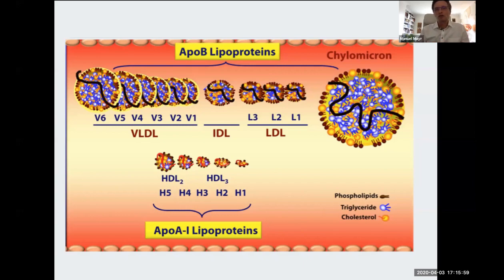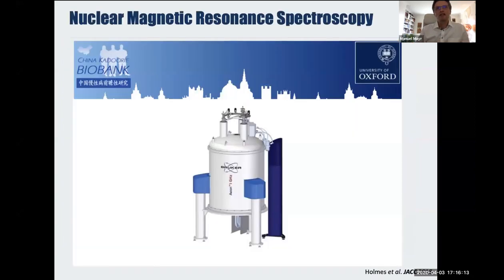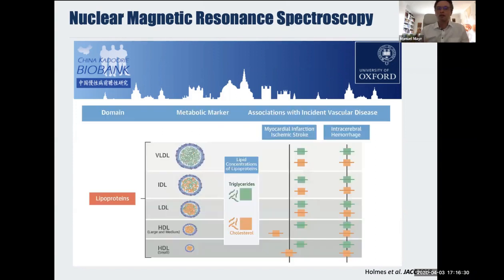So unlike in a proteomic and a lipidomic approach, where we look at the protein content or the lipid content, there's another approach called nuclear magnetic resonance spectroscopy, where you can look at the size of the different lipoprotein particles. And here I would like to share with you some data that were published by a group in Oxford. The first author was Michael Holmes, and they used nuclear magnetic resonance spectroscopy in the China Kadoorie Biobank. Again, what this technology allows you to do is to measure the different lipoprotein particles and their sizes. And this is the summary of their finding. And it nicely complements this data I've just shown you from the Bruneck study.